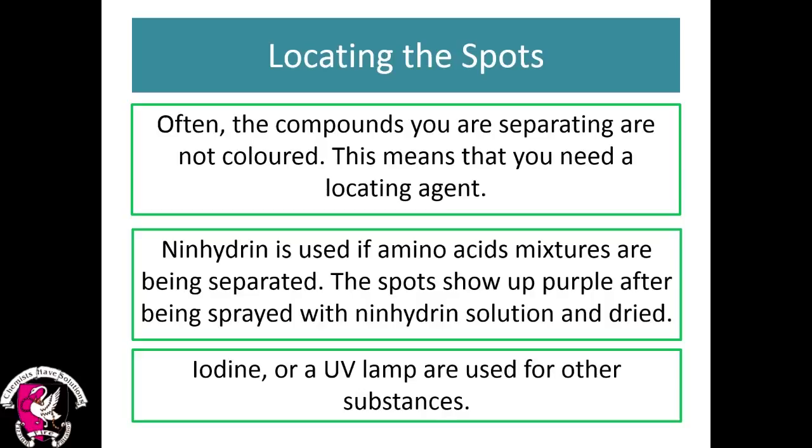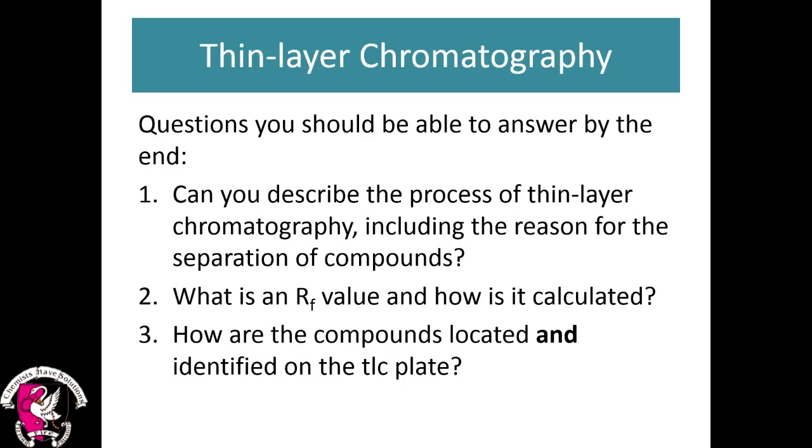And then that all works fine. But if it's not an amino acid mixture, then we can either use iodine or a UV lamp, either of those depending on which samples you're using. But iodine or a UV lamp will actually locate those spots as well. So hopefully that all made sense. That was quite a quick one.